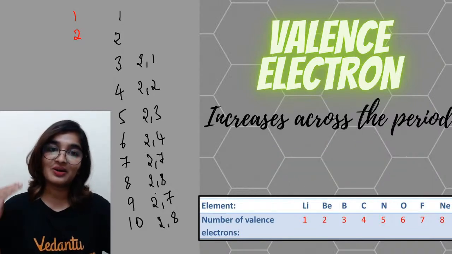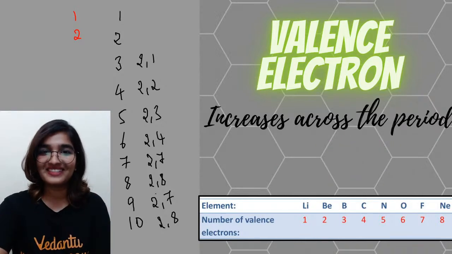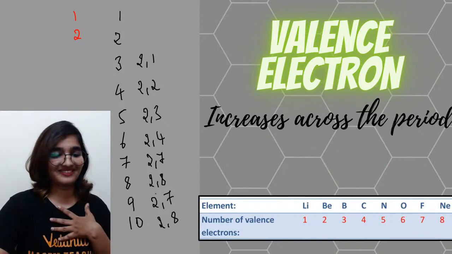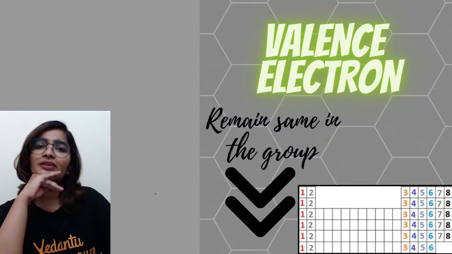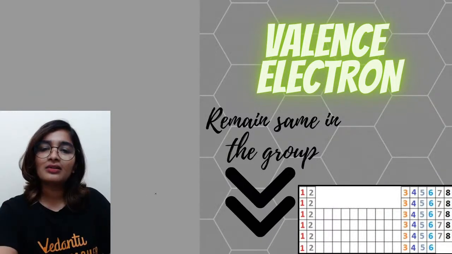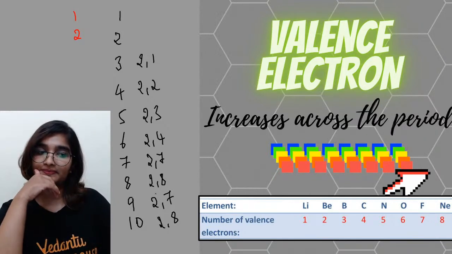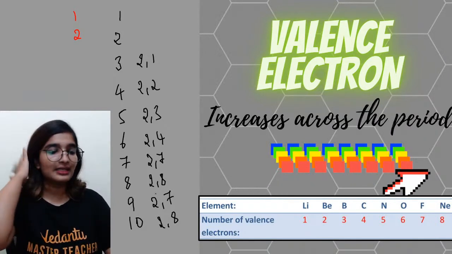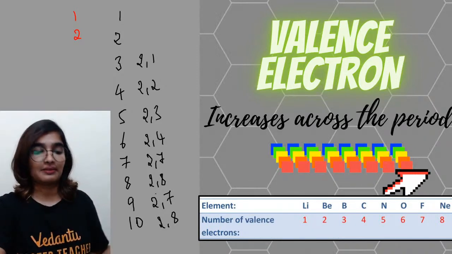Yes. See, I'm teaching you this now, 2, 1, 1, 2, 3 also. Even if anyone is from first grade, you can still watch our videos. Increases, for sure. Then what happens down the group? Does it decrease or remain the same? What do you think? Before I show the slide, tell me. Will it increase, decrease, or remain the same?